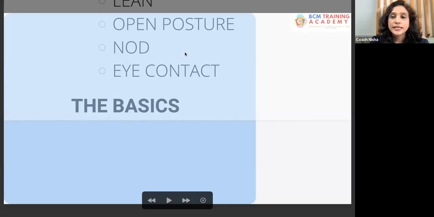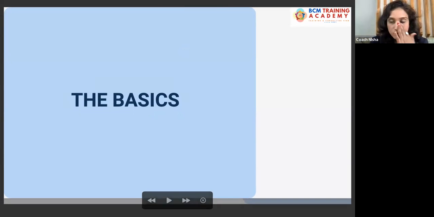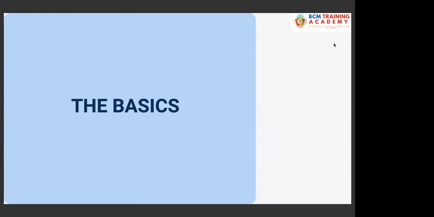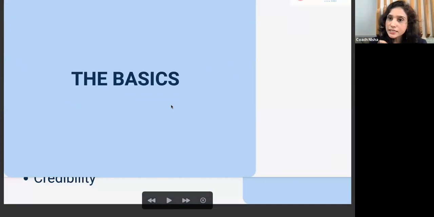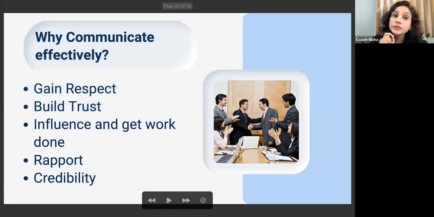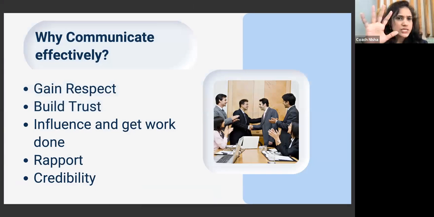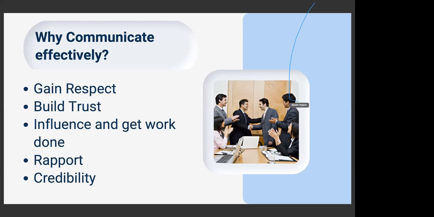Okay, now let's quickly go to the basics. So this was more about the body language. Now going to the basics of communication, let us understand why we communicate effectively. So these are all the reasons why communicating effectively is important. All of these we understand, right? We want to gain respect from others. We don't want people to look down upon us. We want to build trust, influence, and get the work done.